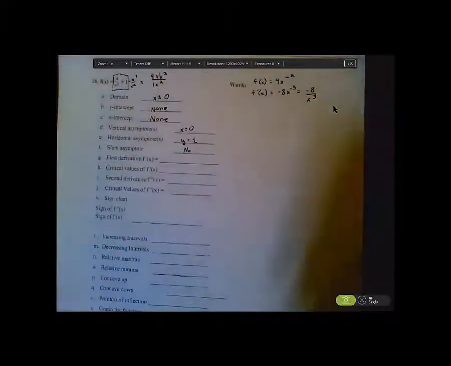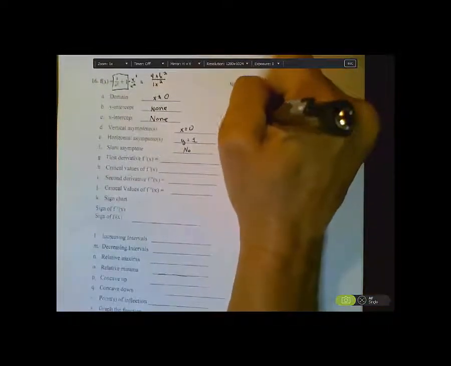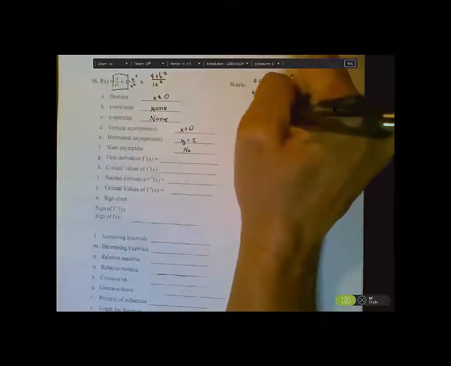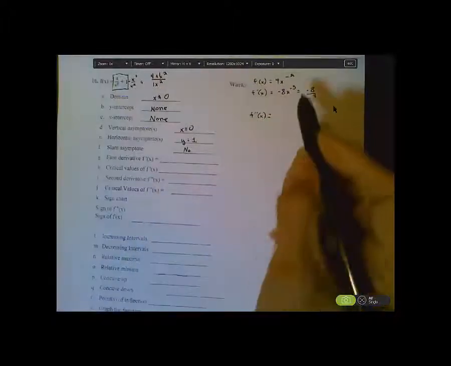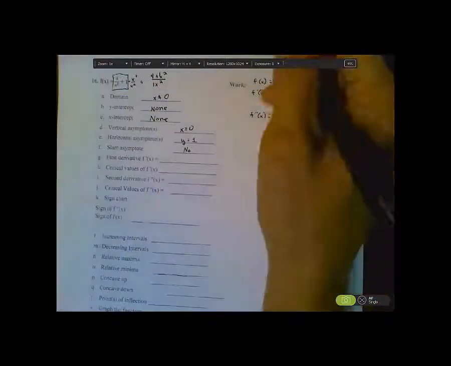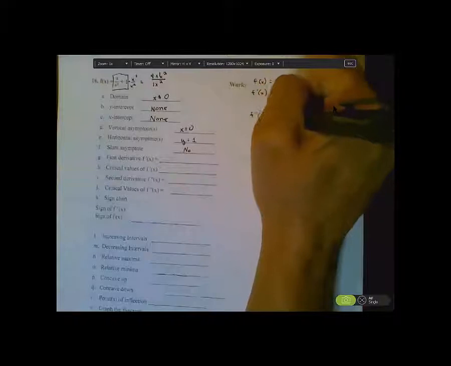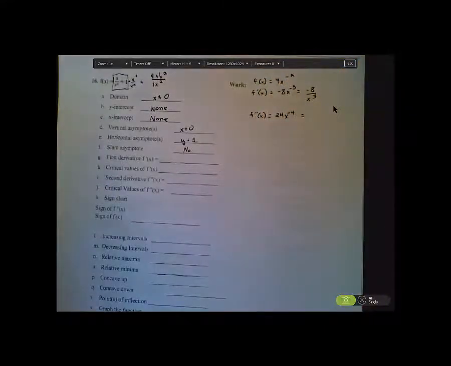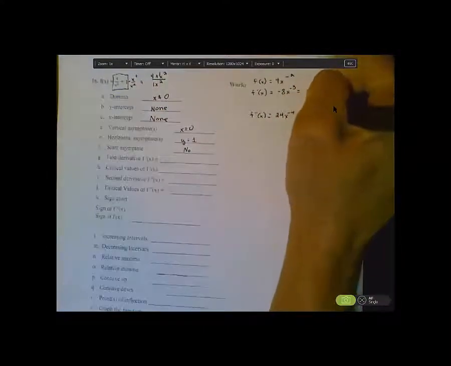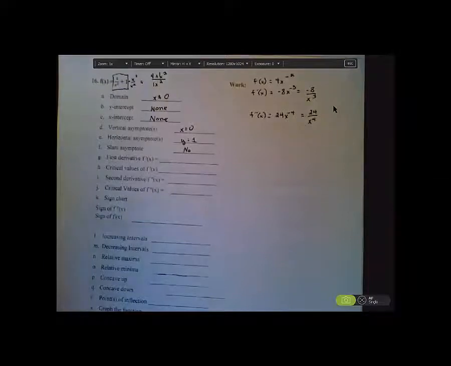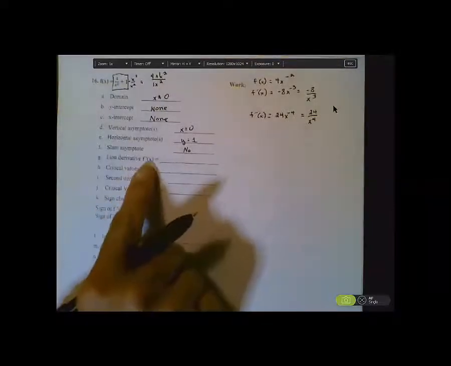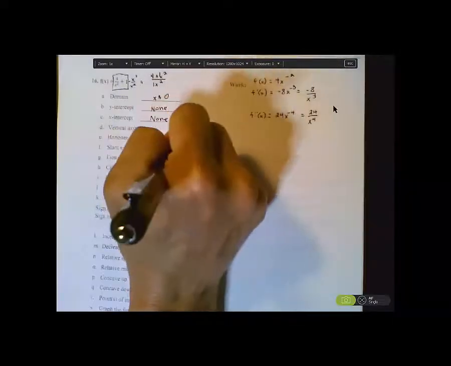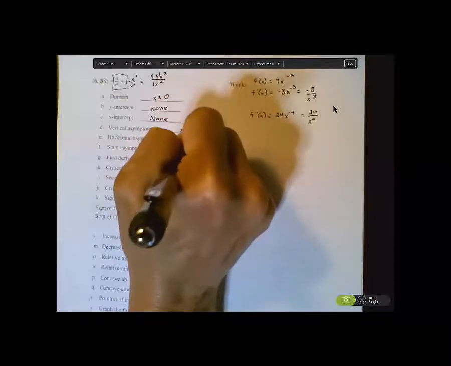And I'll go ahead and find the second derivative while I'm at it, because I know I'm going to need it for concavity. The second derivative would be positive 24 x to the negative 4, or 24 over x to the 4th. So the first derivative is negative 8 over x cubed.